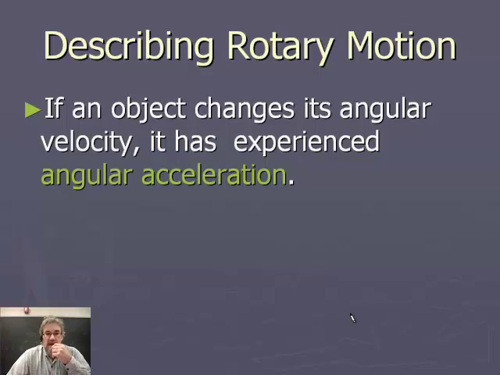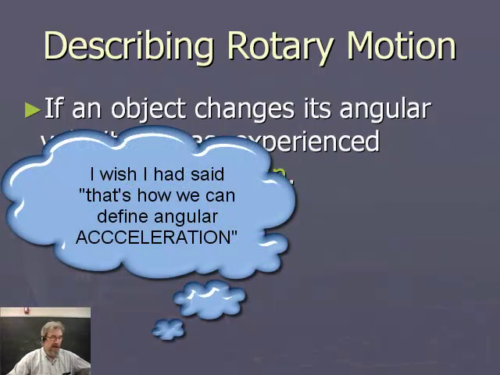If an object can change its angular velocity, this rate at which it's changing its angular displacement over time, what's happening is it has experienced angular acceleration. And here's how we would define this. Angular acceleration is the Greek letter alpha. It's just the change in angular velocity, which remember is omega, with respect to time. So that's how we can define angular acceleration.